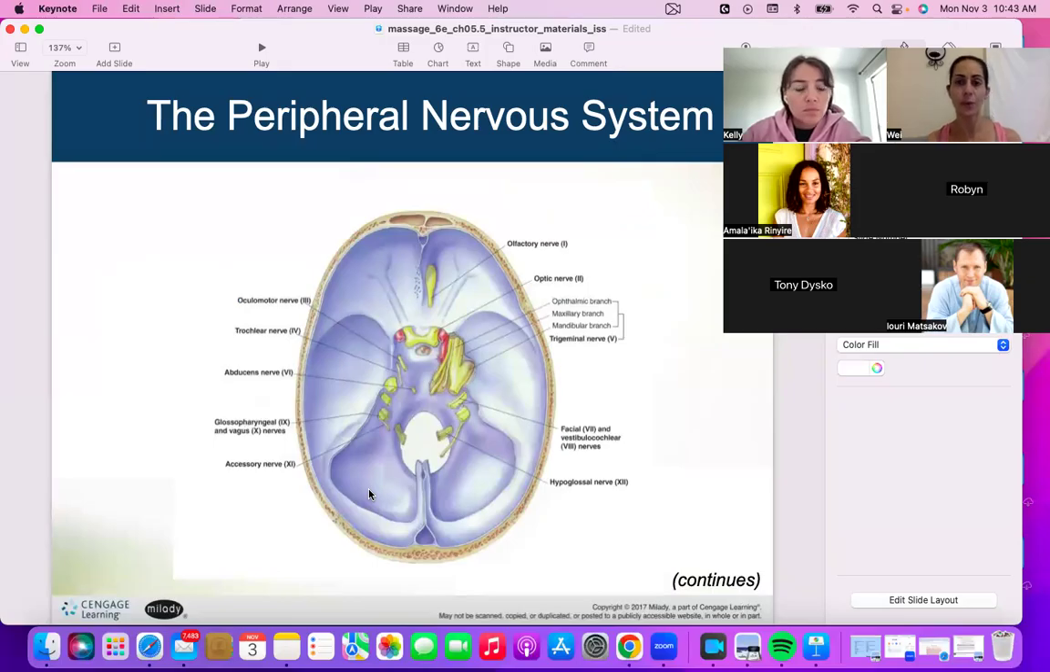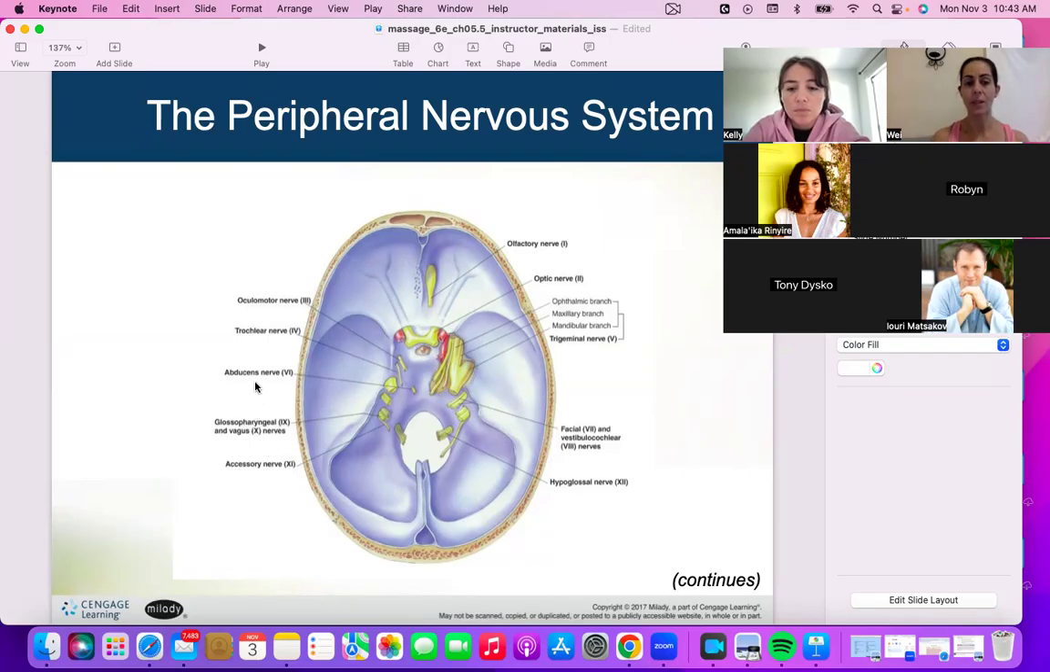Next, we have the peripheral nervous system. This is the system that branches out from the spinal cord, okay? So we have nerves that stem out, which are the cranial nerves that you see here. Each one of them has a job, or each one connects to a different aspect, whether the eyes, the ears, the face itself, or the internal organs.